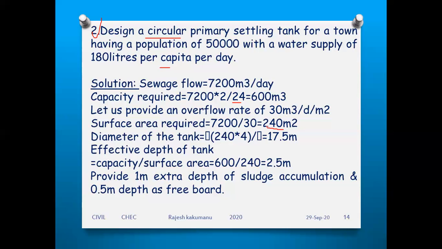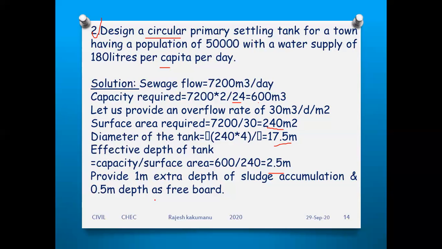If you see the diameter of the tank, the diameter of the tank is 240 divided by 4, that is equal to 7.5 meters. Then the effective depth of the tank is equal to capacity by surface area. What is the capacity here? The capacity is 600 meters divided by surface area 240, that is equal to 2.5 meters. Therefore, providing 1 meter extra for the sludge and 0.5 meter for the freeboard.